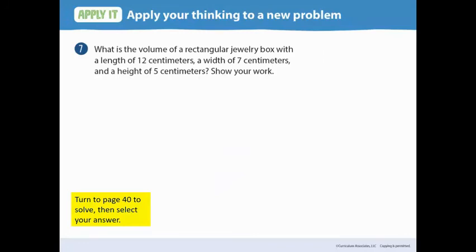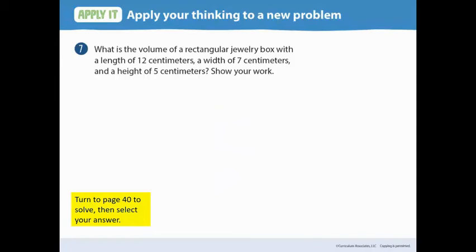Now it's time to show me what you know. I'm going to read each of the problems and I want you to solve them. You can turn to page 40 in your workbook. You can actually do the work inside your workbook to make sure that you are getting the correct answer, and then you will enter your answers into this slide.